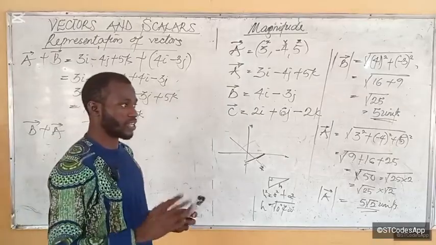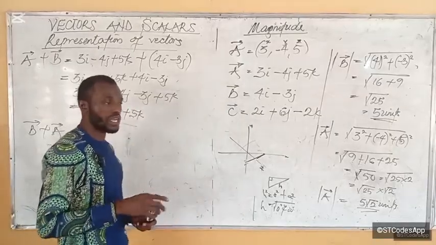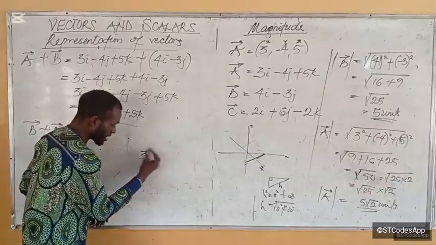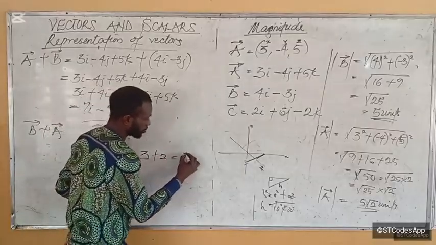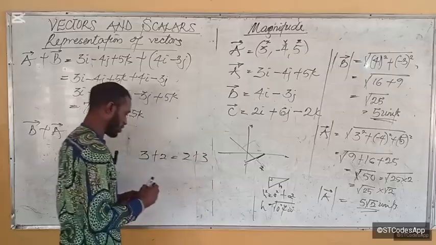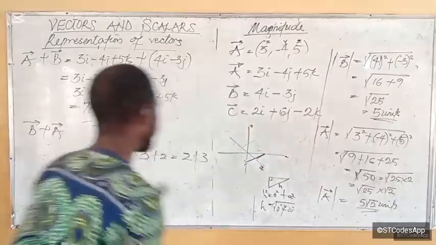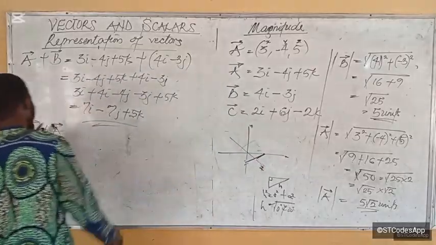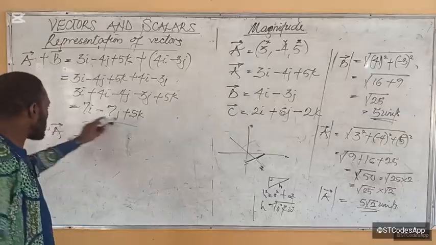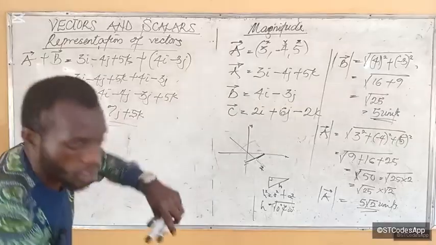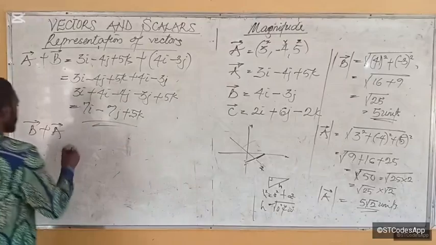Is that clear? This is the physical representation. In physical representation, you add them scalarly. So what we are told to do is vector B plus vector A. Since you are adding them scalarly, you will get the same answer. You still get 7i minus 7j plus 5k. It's just like saying 3 plus 2 is the same as 2 plus 3.